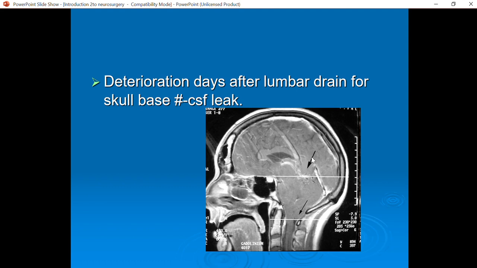Unfortunately, the nurses forgot to keep the lumbar drain at certain levels, so it drained around 350, 400 ml per day, and because of over drainage of the CSF, there is this brain herniation. This is transtentorial herniation of the uncus of the temporal lobe, and this is tonsillar herniation of the cerebellum through the foramen magnum.